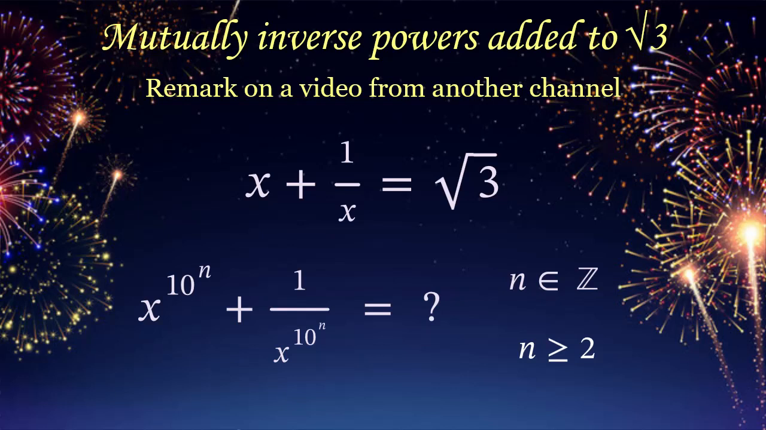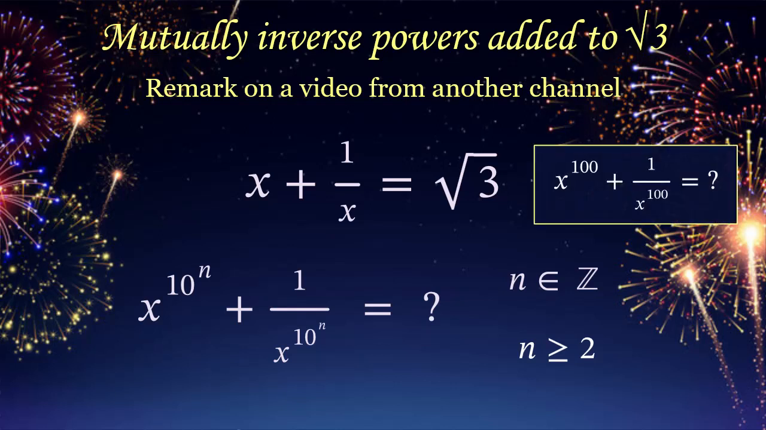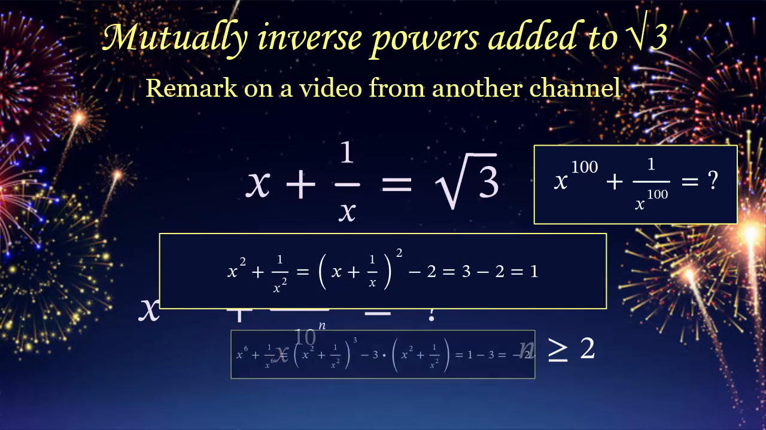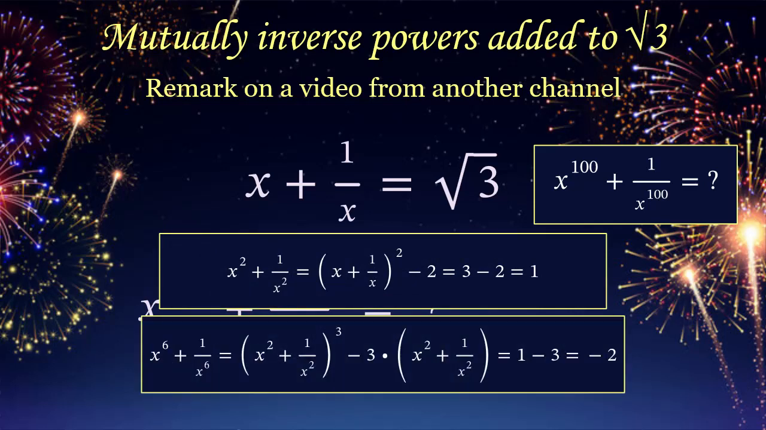In another YouTube channel I've seen the following problem. Given that x plus 1 over x equals square root of 3, find the value of x to the power of 100 plus 1 over x to the power of 100. It looked like the author of the video desperately tried to avoid finding the value of x. Instead of that, he found the sum of squares, then the sum of powers of 6, until eventually he got to the power of 100.